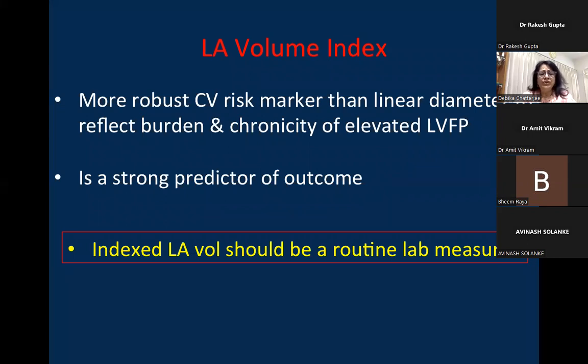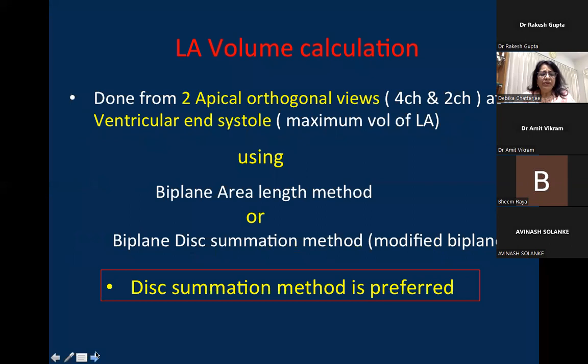How do we do it? We do it from two apical orthogonal views. We call it the biplane method. Which are those two apical orthogonal views? One is the apical 4-chamber, another is the apical 2-chamber view. We measure the volume at ventricular end systole. That means LA is at its maximum volume during ventricular end systole. The mitral valve is still closed.